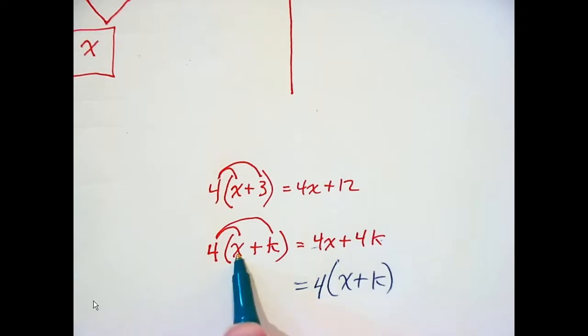That brings you back to this form. How many are with me? It's called factoring. When you look and say, hey, this has a 4 and that has a 4, I could take 4 and put it on the outside and put x plus k here.